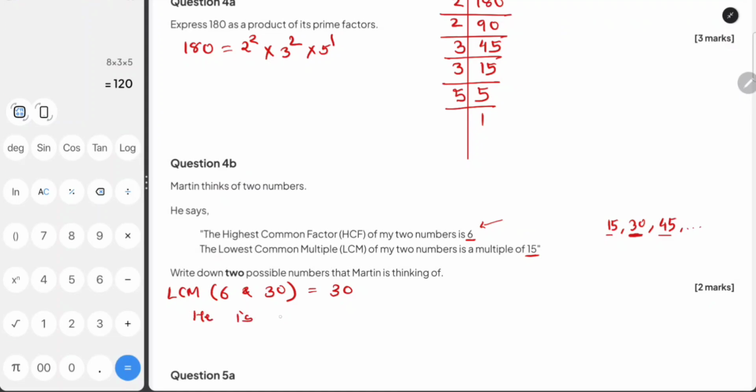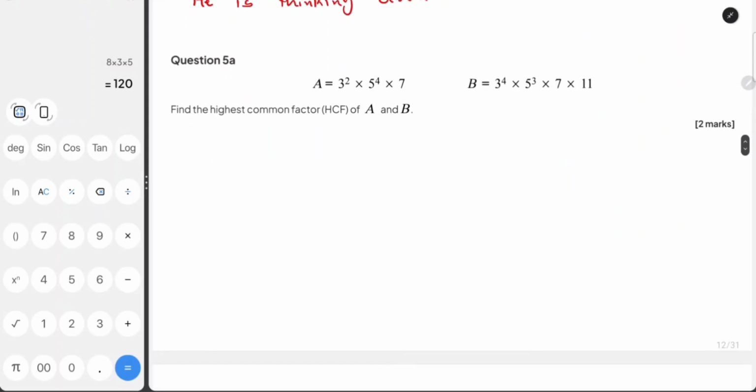So that means he is thinking about 6 and 30, two numbers. Okay, let's see the fifth question.